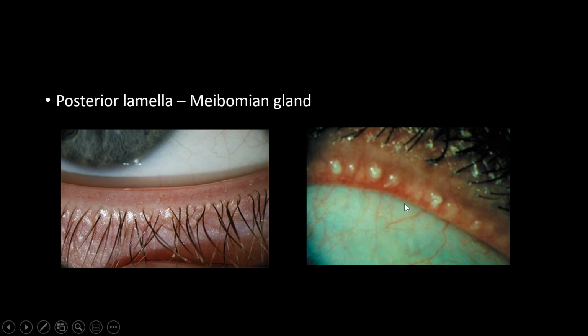Do you understand now why they are in the posterior lamella? Because they arise from the tarsal plate, which is a part of the posterior lamella, right? So if there's any clogging of the ducts or openings of the meibomian gland, you can see that cheesy white material coming out of the duct openings. This is called meibomianitis, or meibomian gland dysfunction.